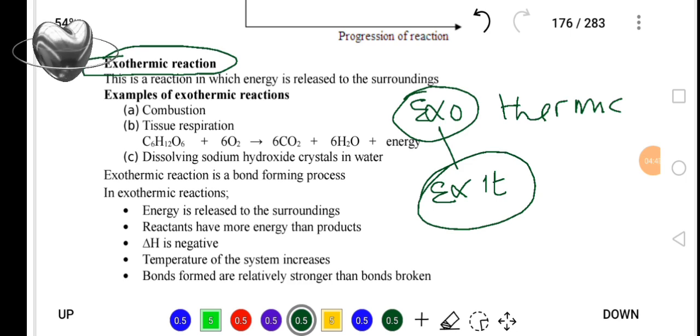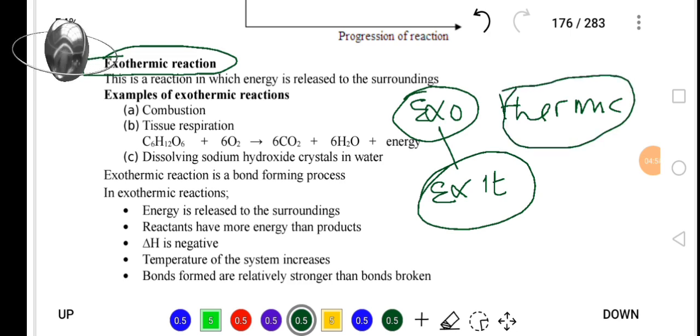So exo is coming from exit, and since we understand thermic is coming from thermal, we are talking about heat coming out of the reacting system. And where is that heat going to go? It is going to go to the nearby surrounding, the area which is surrounding the reacting system.